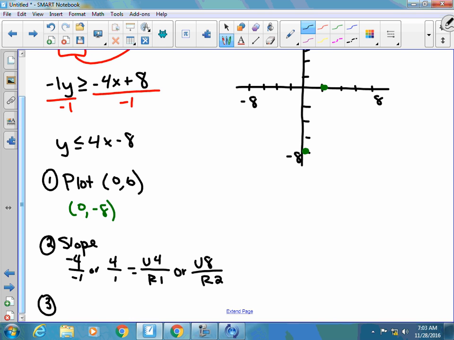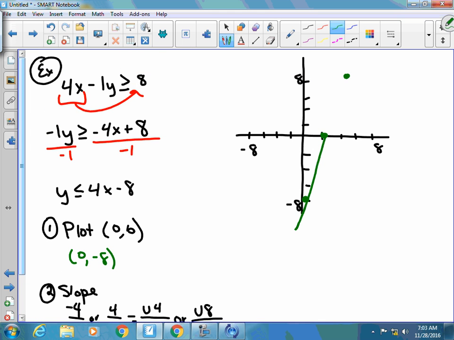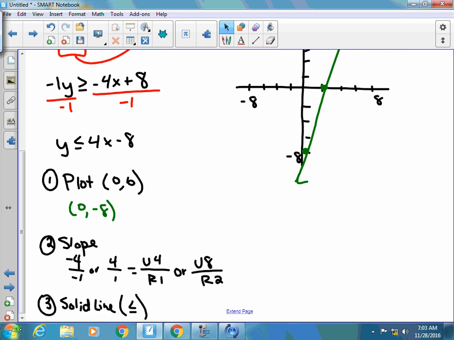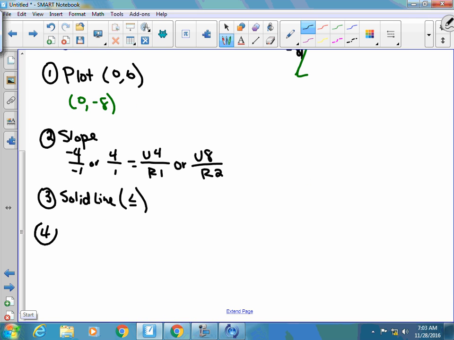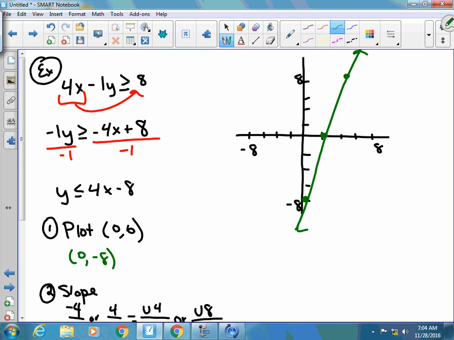Step 3, we have a solid line, just because it is equal to. And last but not least, our shade. It's not eating the y, so we shade below. So in our case, our below for this line is still to the right.